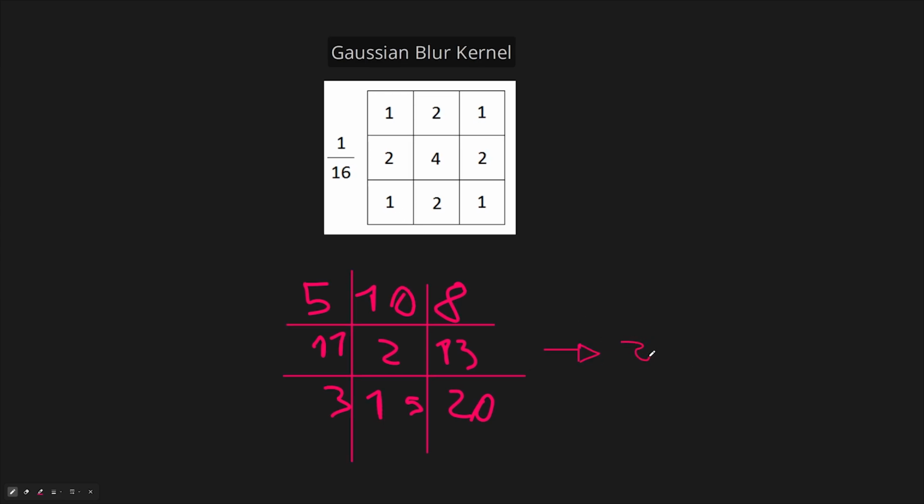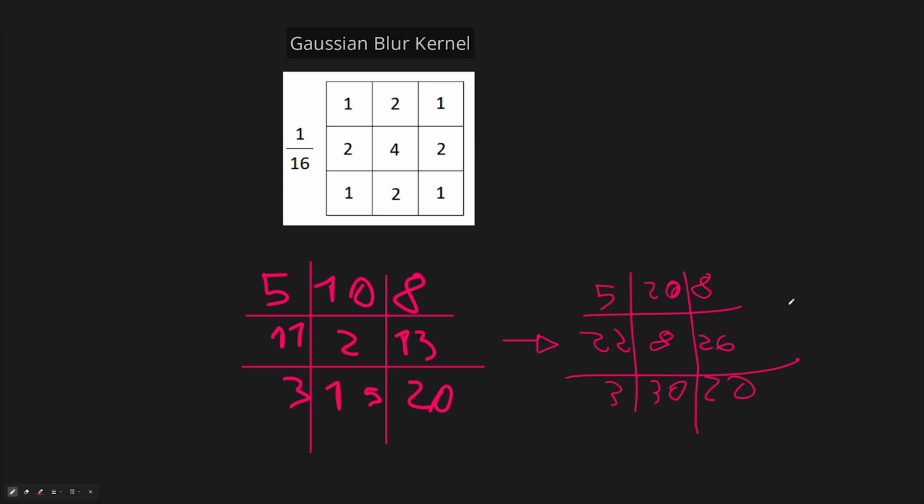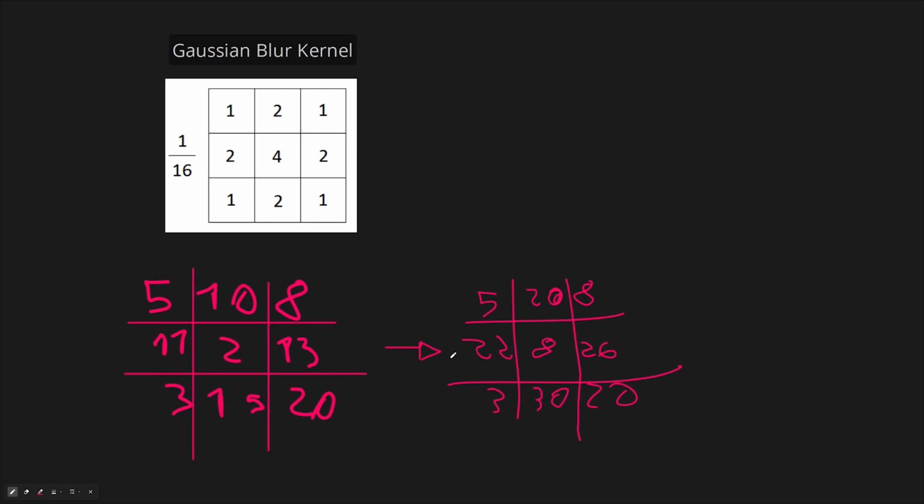It's going to be 22, 22, 5, 28 here. Then we have 13 by 2, it's 26. 4 by 2, it's 8. 1 by 3 is 3. 2 by 15 is 30, and 1 by 20 is 20. This would be the second grid that we have with the Gaussian. And if we add all of these together, the result is going to be different.